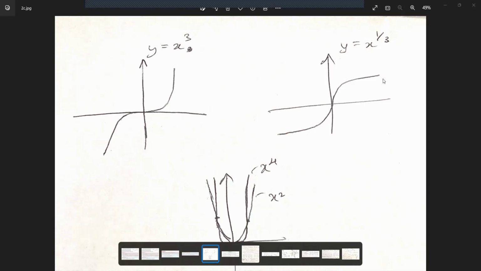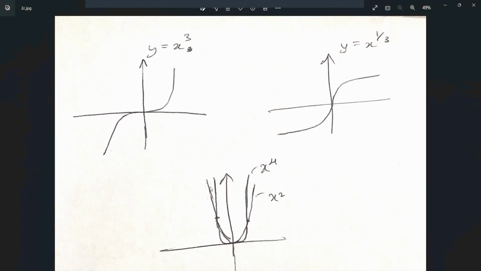So we get this function, and here we see that the function is concave up on the negative x-axis and concave down on the positive x-axis. And here again we have a point of inflection, where the concavity changes.